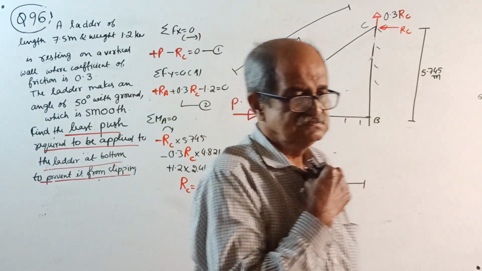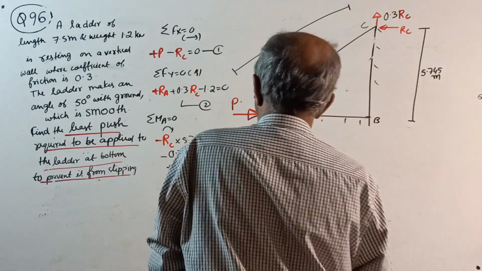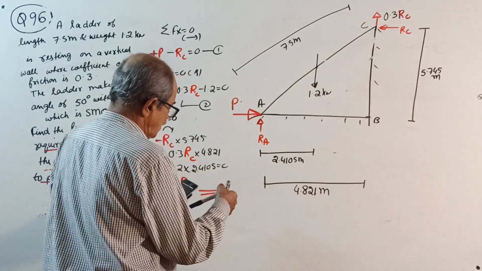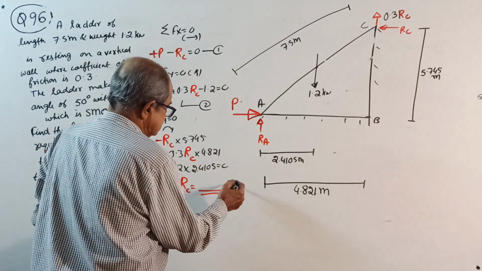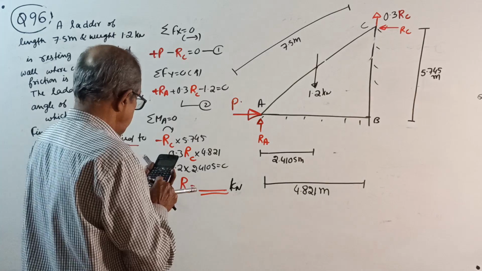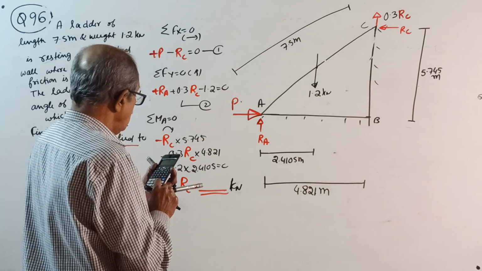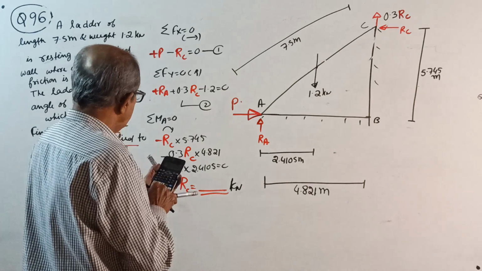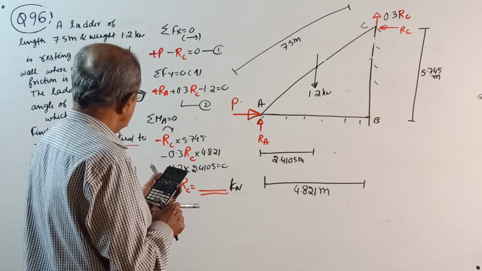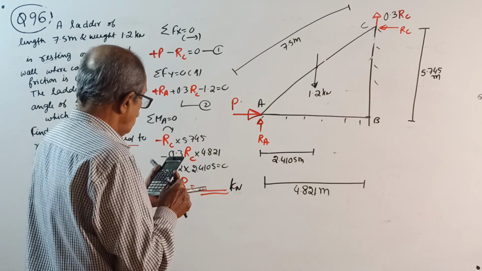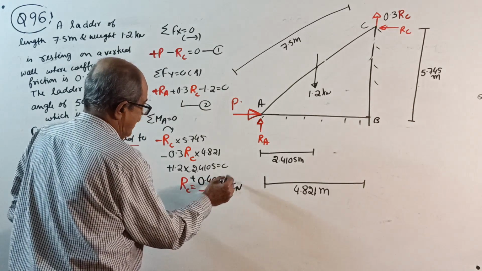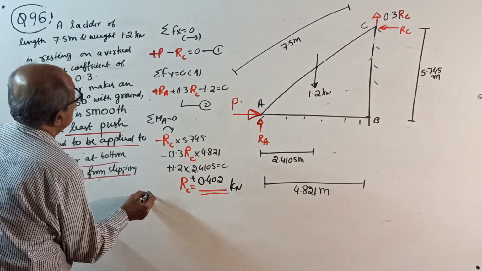Okay, get it. RC will come in Newton. That is 1.2, this time not Newton, sorry. This time the question is in kilonewton, so you stick to kilonewton. The answer will come in kilonewton. Okay. 1.2 into 2.4105, that number divided by 5.745 plus 0.3 into 4.821. Correct? Yes, correct. 0.402. RC will come plus. If it is wrong, correct later. 0.402. RC came.